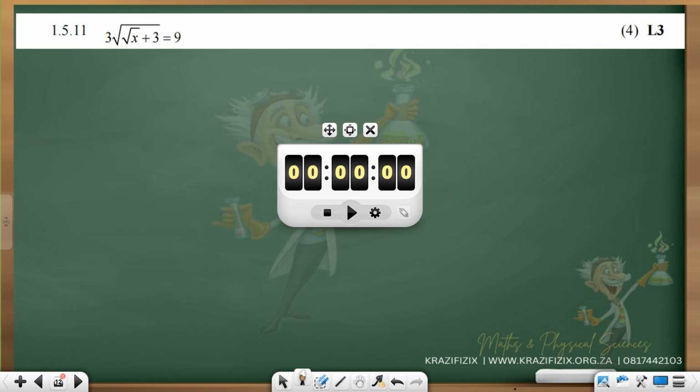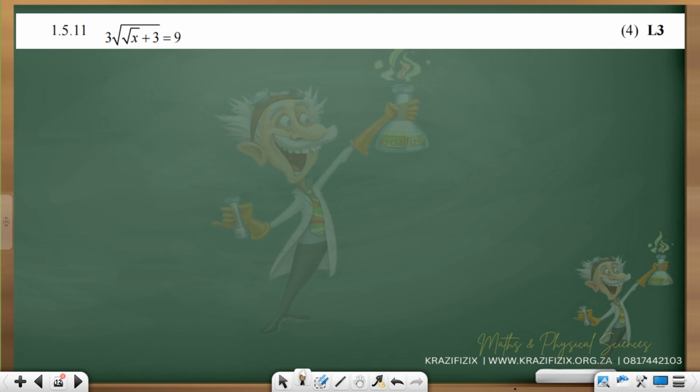Okay, let's quickly get this out of the way. I hope you have your answers. This is quite interesting. There are 2 roots there.